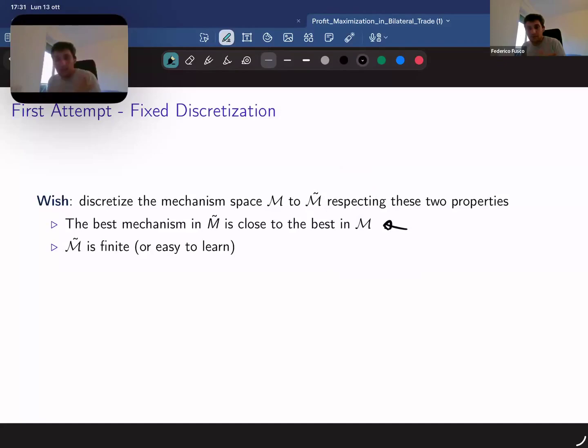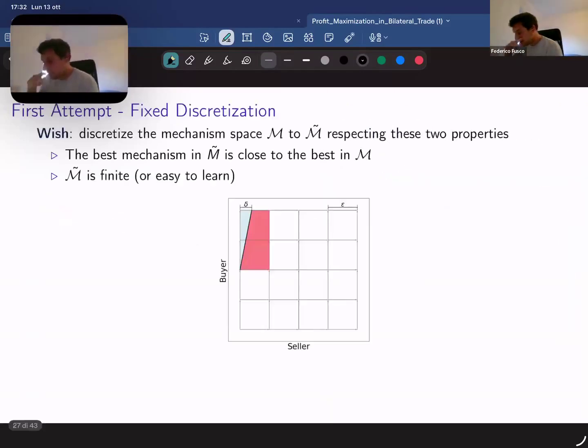And this is what works, for instance, for pricing. There is this paper by Kleinberg and Leighton from 2003 that is simply this. You just cast a grid and then play bandits on the grid. Now, it turns out that this approach does not work.